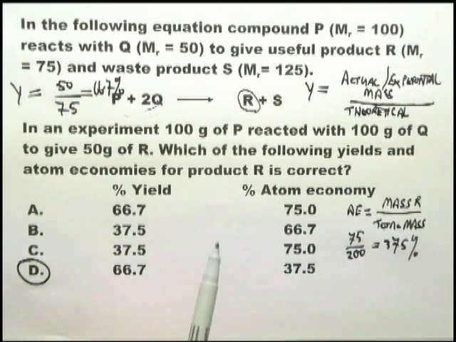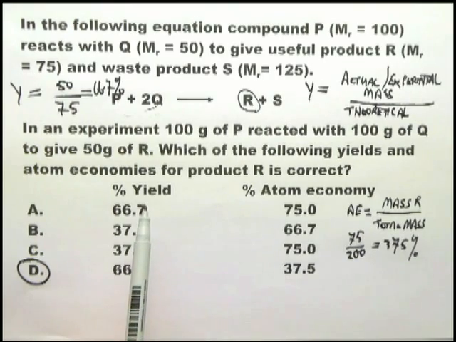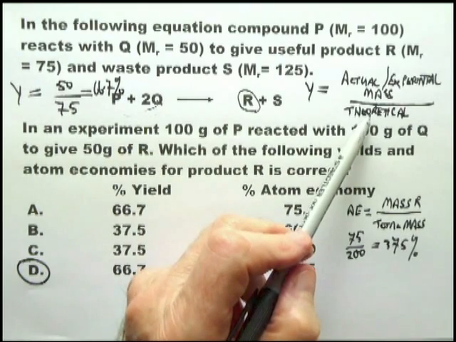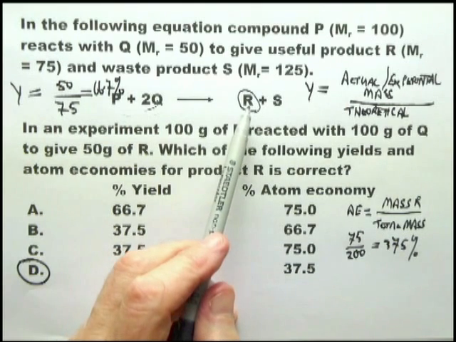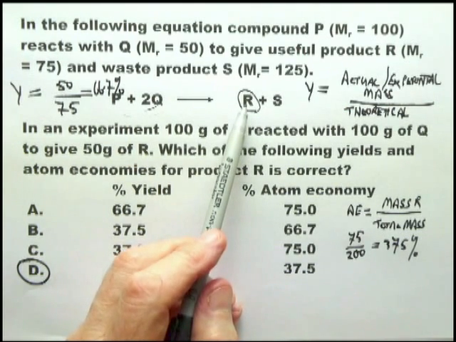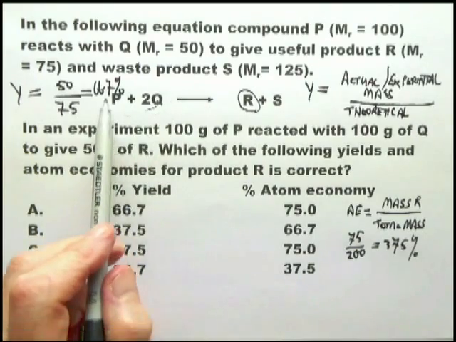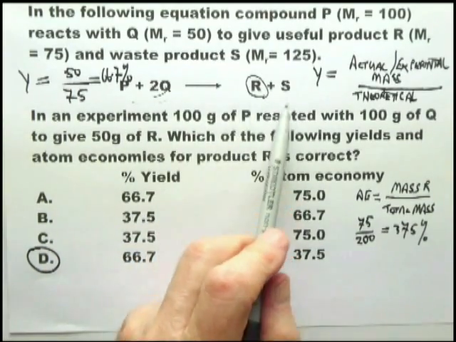The important point is a yield determines the experimental yield compared to the theoretical yield. Atom economy determines the theoretical yield of the material concerned in comparison to the total amount that is used in the experiment, whether it's determined from this side or determined from that side.